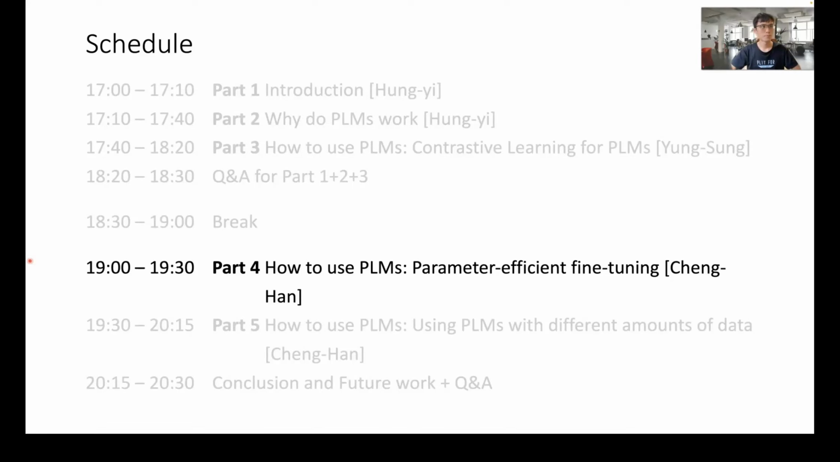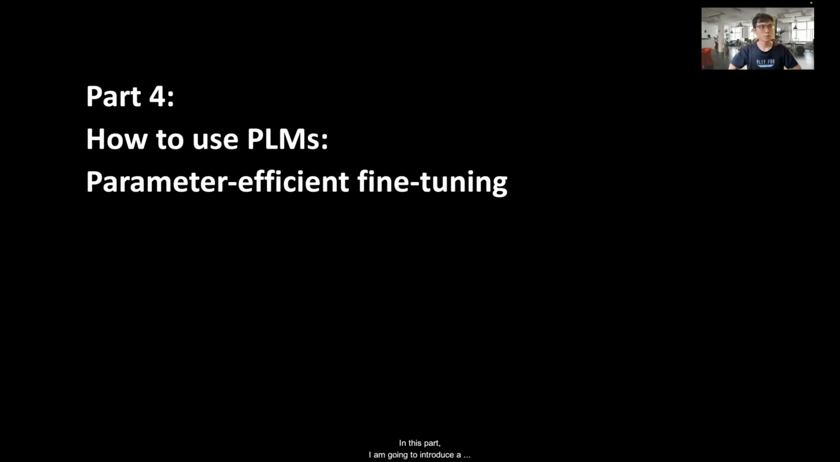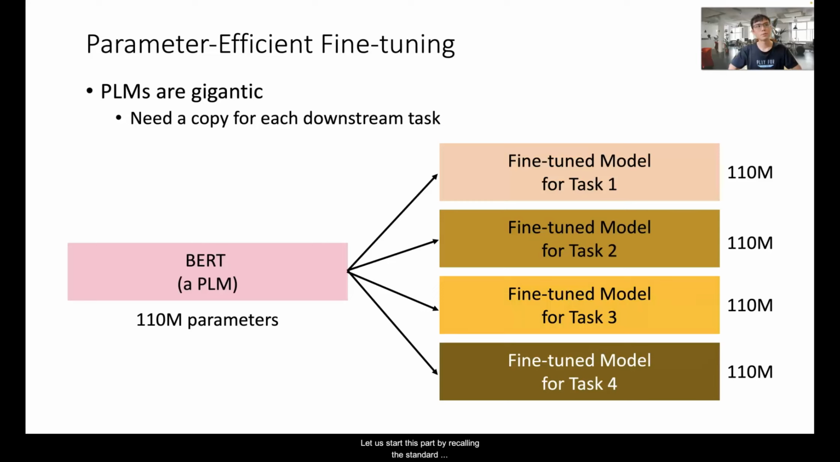Back to our tutorial. In this part, I'm going to introduce a special type of method for fine-tuning pre-trained language models called parameter-efficient fine-tuning. Let us start this part by recalling the standard fine-tuning introduced at the tutorial's beginning. Given the pre-trained language model, such as BERT, and 4 different downstream tasks, 1, 2, 3, and 4, we wish to fine-tune on the 4 different tasks using the standard fine-tuning. In the end, we will have one model for each downstream task, and each model will have roughly the same size as the pre-trained model.